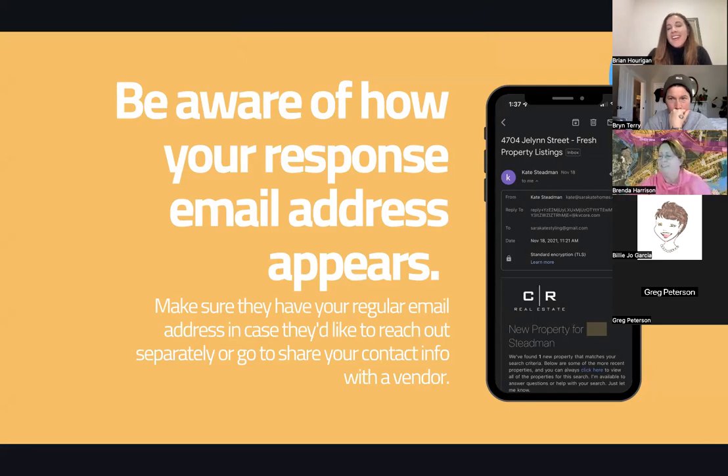One thing to note real quick, be aware of how your email address appears when people get alerts from you. Do you see over here? It says from Kate at Sarah Kate Homes, but if you look down below, the reply-to is this. At one point I had a client who had bought 2 or 3 houses from me, and they said, oh yeah, my friend is going to use you. I sent them your email. Hopefully they'll be reaching out.